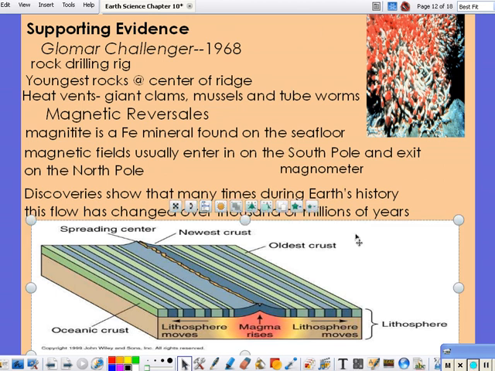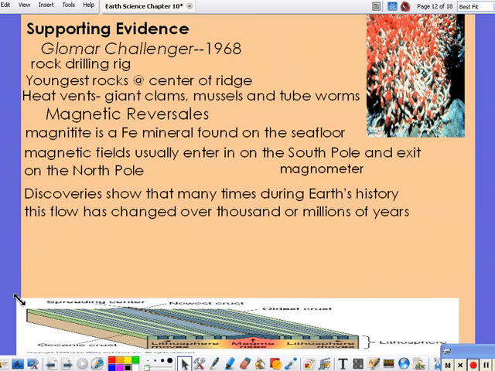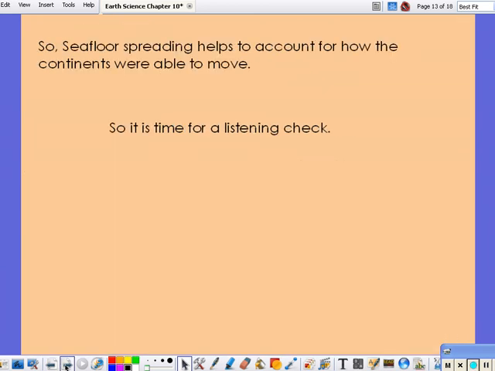So if you take this picture and we make it a little bit bigger here, you're going to see where these reversals are occurring. Also, I want you to take note that this newest crust is at the ridge, and that the oldest crust is further out. We're going to learn more about this word lithosphere a little bit later. Seafloor spreading helps to account for how the continents were able to move because it's pushing things someplace else.